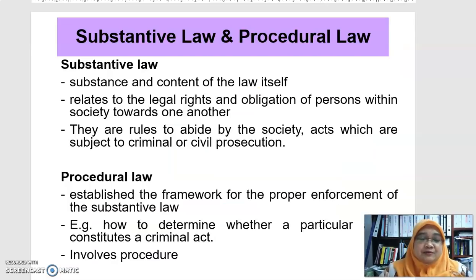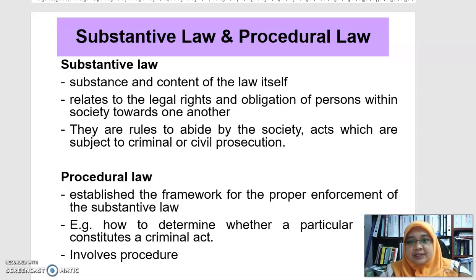The next type of classification of law is substantive law and procedural law. So what is substantive law? The substance or the content of the law itself, which relates to the rights and obligations of a person within the society, basically something like the criminal or civil prosecution, to which the detail will be in the law itself. Now, if you compare, procedural law is the framework or the procedures themselves, or the enforcement of that particular law.